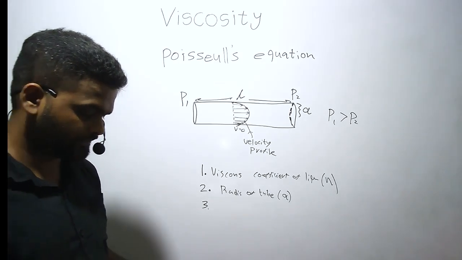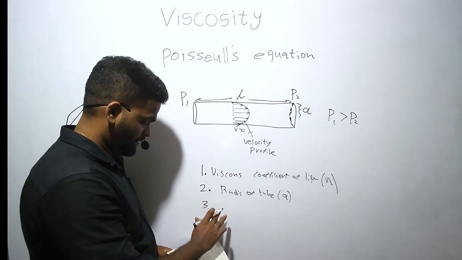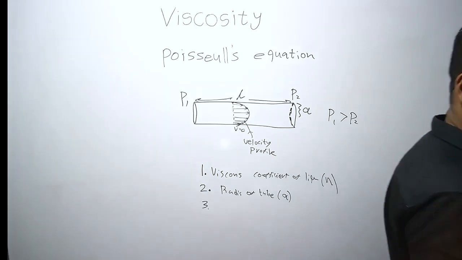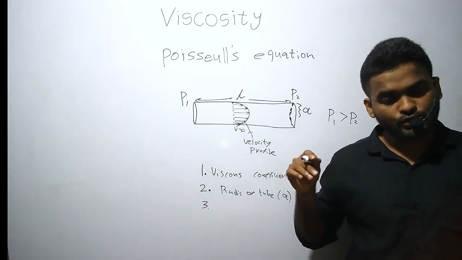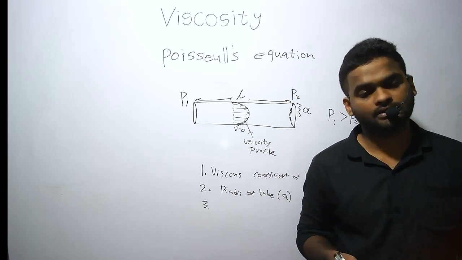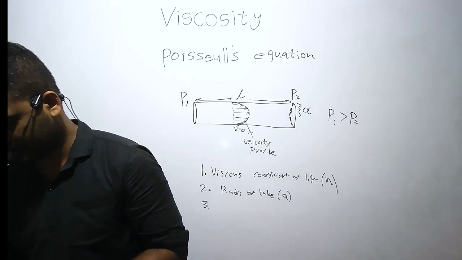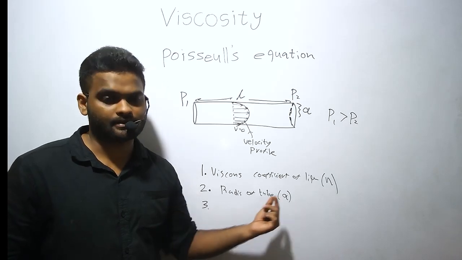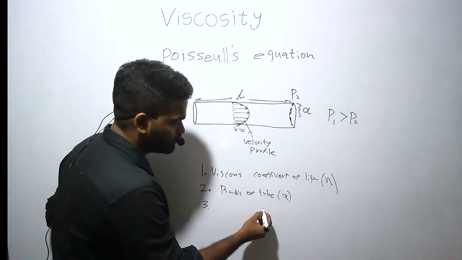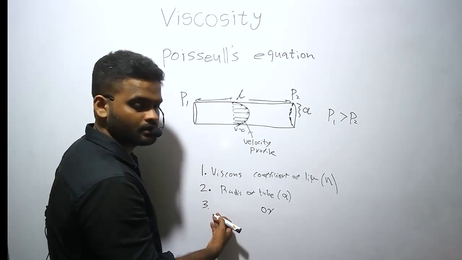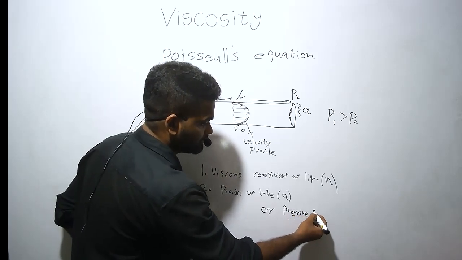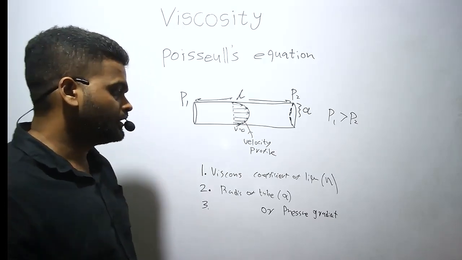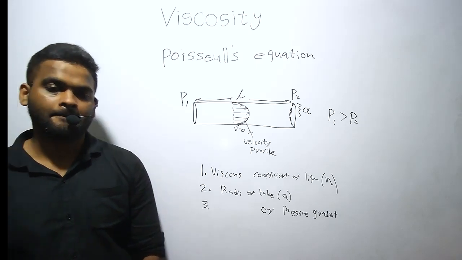Third one, pressure difference across a unit length, or pressure gradient. Done. Pressure gradient.